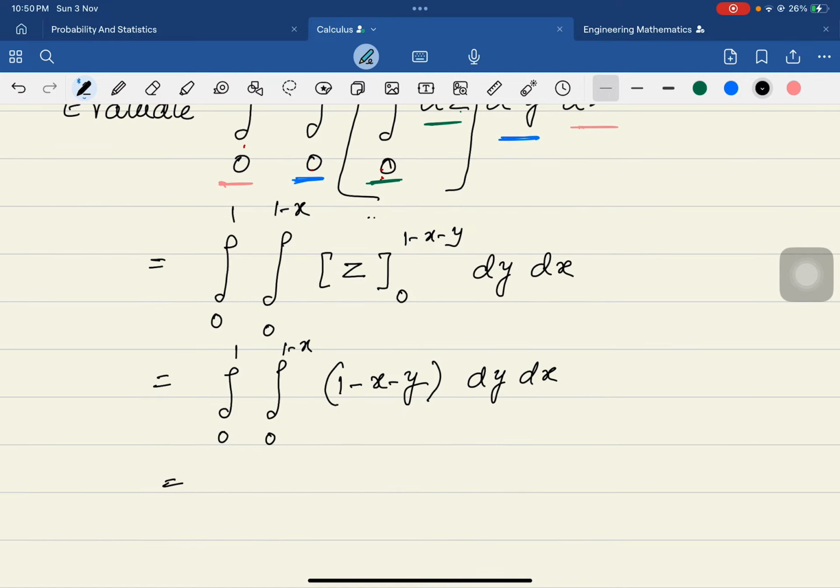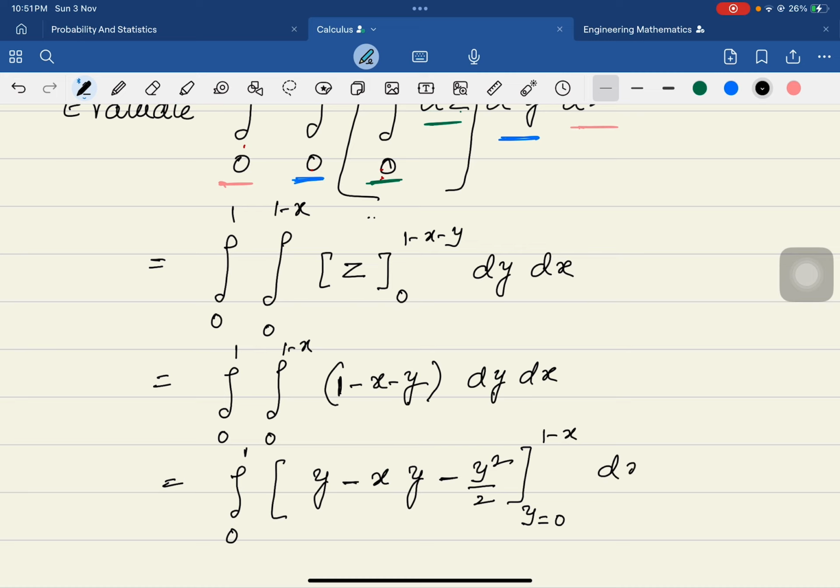Now let us solve this again, with respect to y we have to do, correct? So now integral 0 to 1, now integral of 1 dy is y, minus x, with respect to y you are doing, so x is a constant, keep it as it is, x outside and integral dy is y. Now minus integral y dy is y square by 2. Now put the limits of y from 0 to 1 minus x, dx.